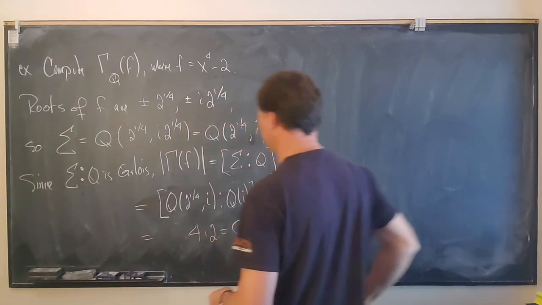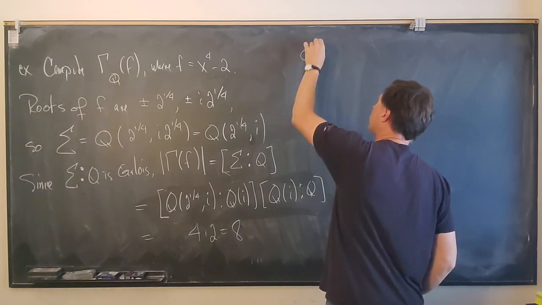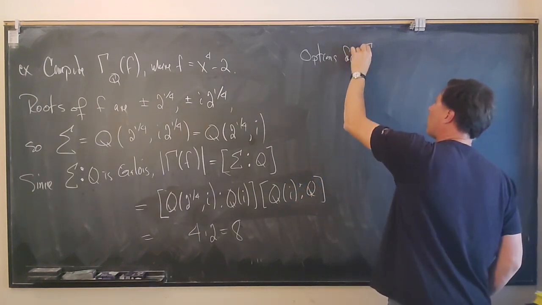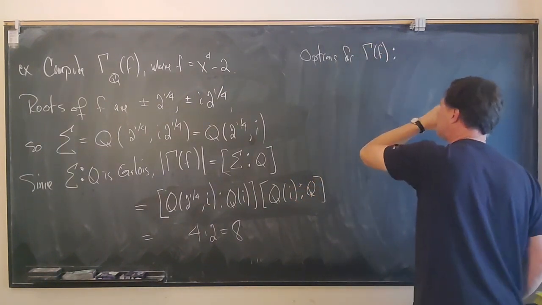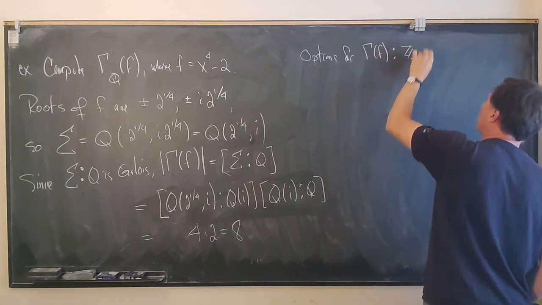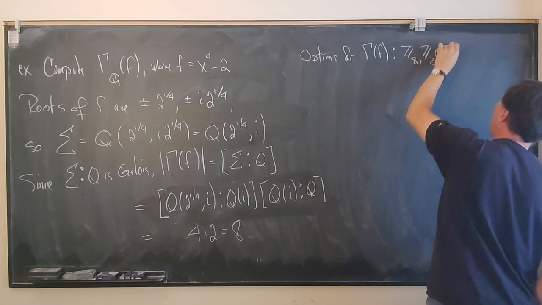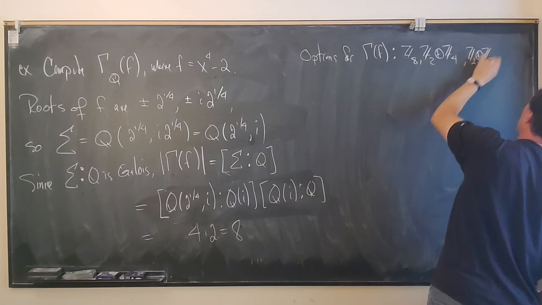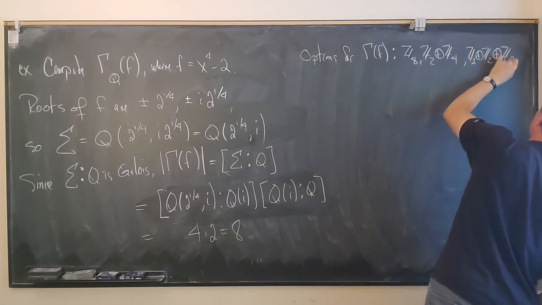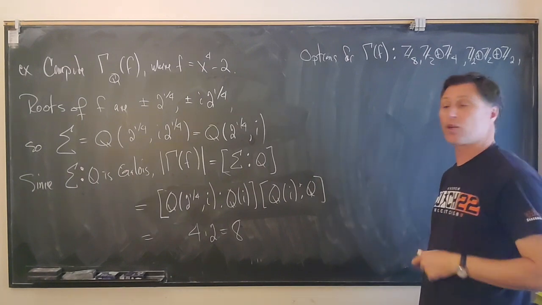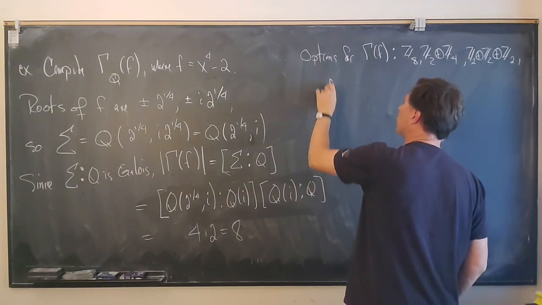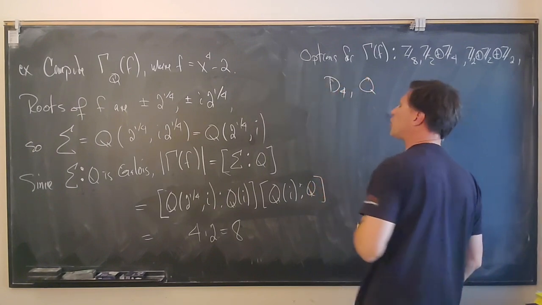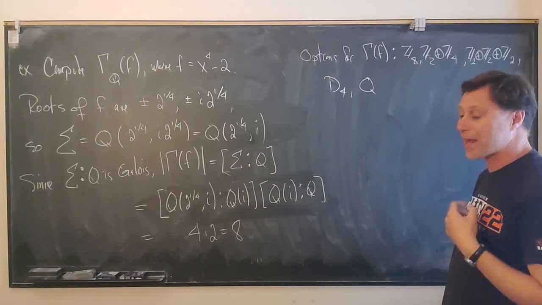All right, well, how many possibilities do we have then? The options for the Galois group of f: it could be Z8, it could be Z2 plus Z4, it could be Z2 plus Z2 plus Z2. Those are the abelian choices. There are also two non-abelian groups of order 8. One of them is D4, the dihedral group, and the other one we'll write as Q, the quaternion group. That's the other non-abelian group of order 8.